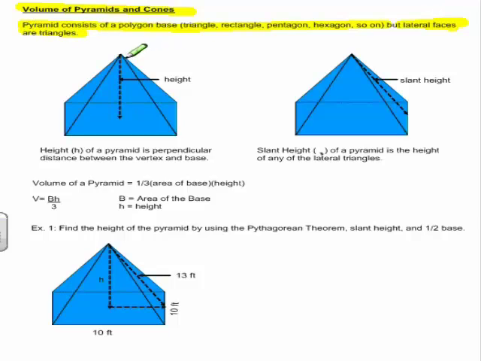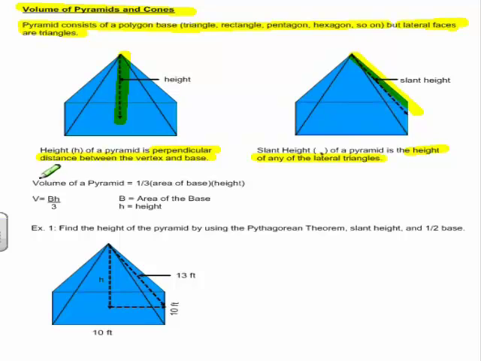Now we need to talk about the parts of a pyramid. You have the height, which is the perpendicular distance between the vertex and the base. And you have the slant height, which is the height of any of the lateral triangles. So it's the triangles that are on the side. It's the height of the triangles.